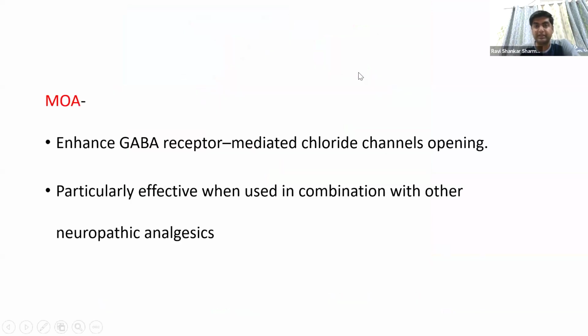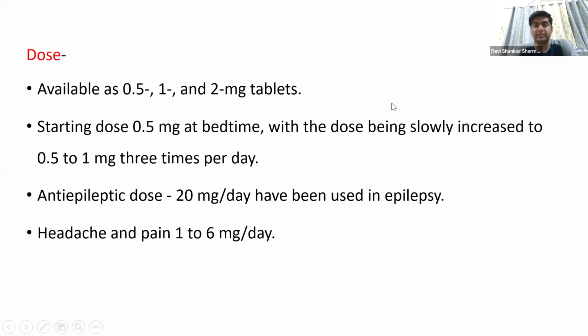Mechanism of action: as I told you, it enhances the GABA receptor mediated chloride channel opening. But individually, you can think that it's not so effective. Whenever it is combined with other anti-neuropathic agents like pregabalin or gabapentin, it is definitely effective. The only benzodiazepine which is effective against neuropathic pain is clonazepam, just for exam going students. For dose, you can use 0.5 milligram at bedtime, and then gradually increase the dose.